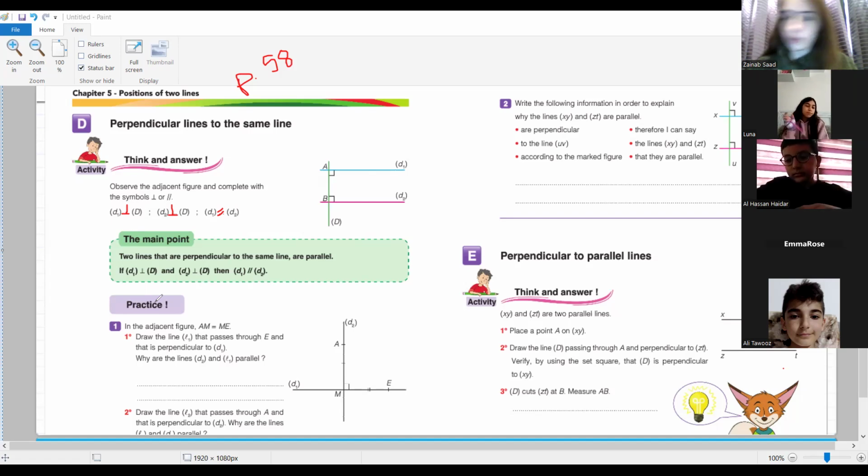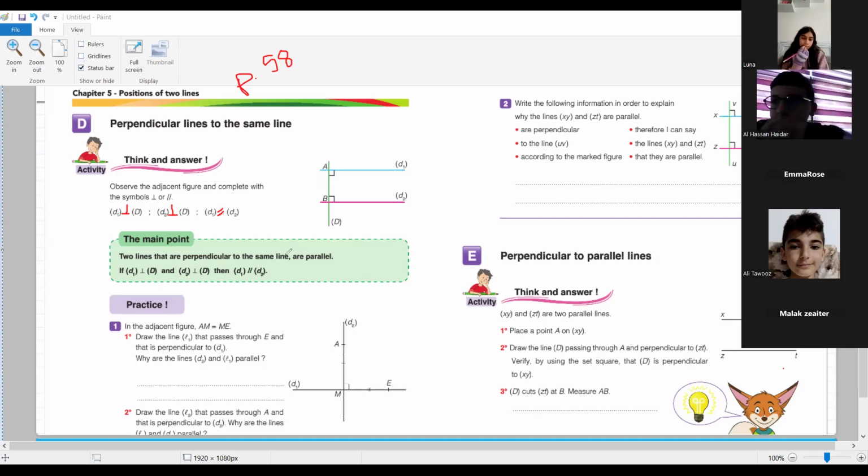Two lines that are perpendicular to the same line are parallel. Continue. If D1 is perpendicular to D and D2 is perpendicular to D, then D1 is parallel to D2. Excellent. So this is the main point that you need to study, everyone. It's really important to know that when you have two lines that are perpendicular to the same third line, D1 is perpendicular to D, also D2 is perpendicular to the same line D, it means that these two lines are considered parallel. They will never meet. They won't have any common point.